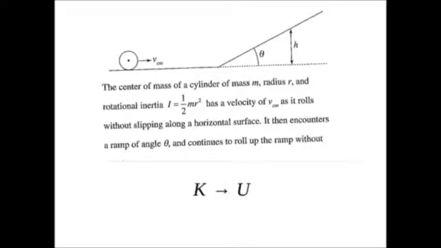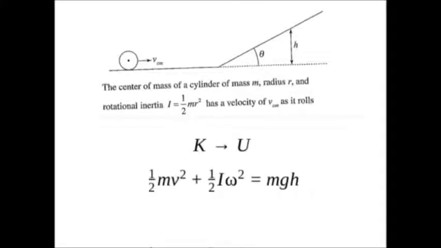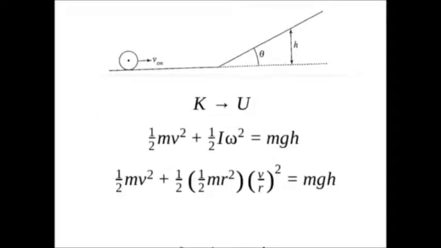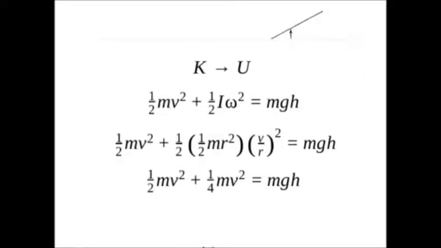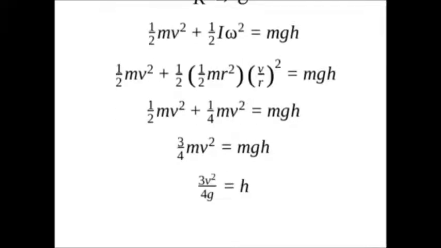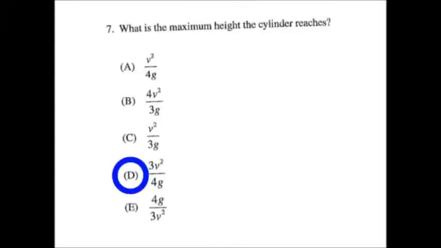Anyway, we have kinetic energy converted into gravitational potential energy. Two types of kinetic energy, the 1/2 mv squared and the 1/2 I omega squared. And 1/2 I omega squared, of course, cleans up very nicely. We have I is 1/2 mr squared, and v equals omega r, so omega is equal to v over r, and the r's cancel out, and the m's combine, and 1/2 and 1/4 is 3/4. And what were we asking for? Yeah, height. Height is equal to 3v squared over 4g, and that is, as you can see, option D.